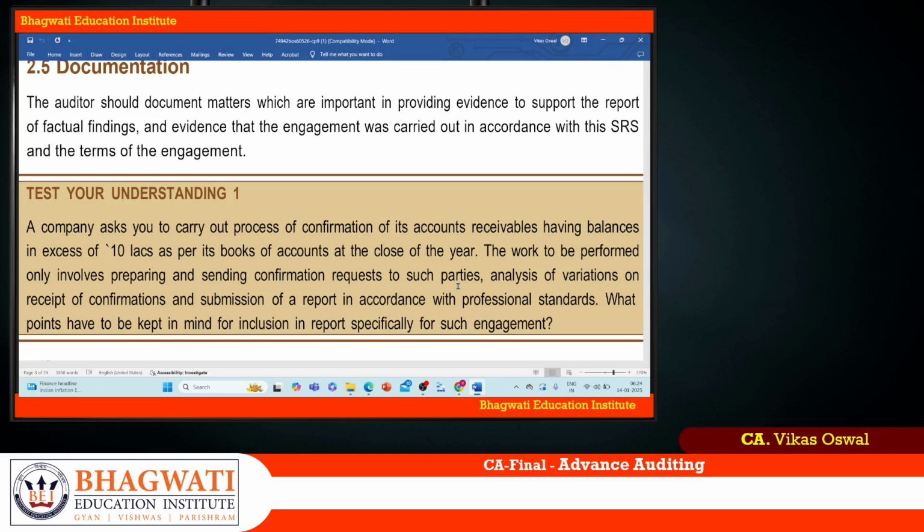Then a statement that the procedures performed do not constitute either an audit or review, hence no assurance is expressed. This is neither audit nor review, hence there is no question of giving any kind of assurance. A statement that the report is restricted to those parties who have agreed to the procedures to be performed. Basically, there is a restriction in the distribution of the report. It is only given to the person with whom it is agreed that these procedures will be applied. So it is neither audit nor review.